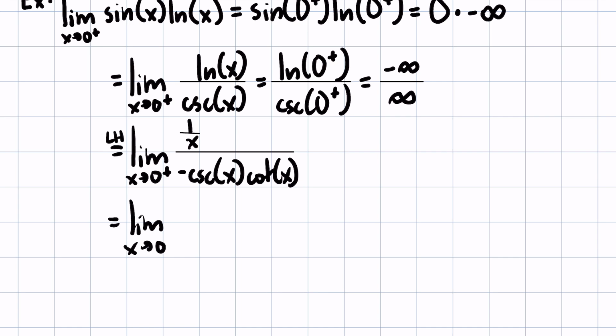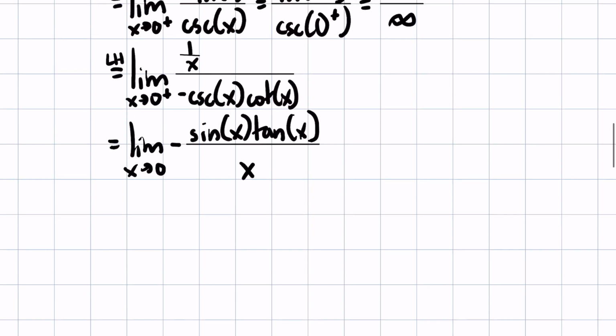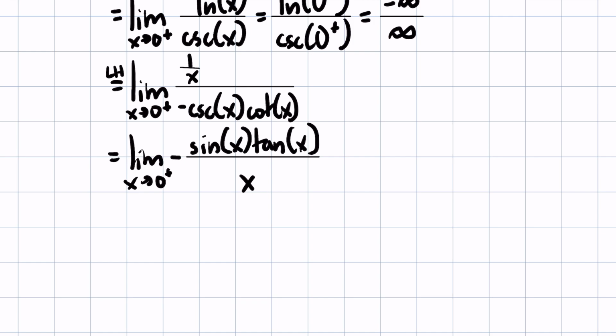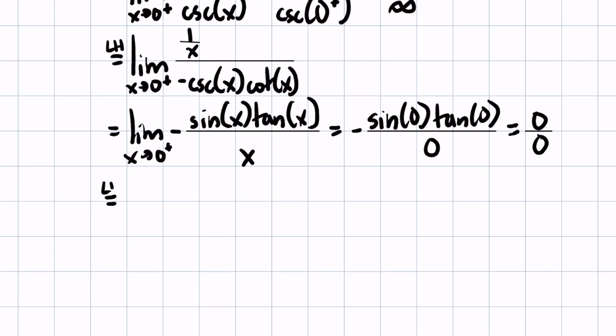So I'm going to go ahead and move the cosecant and cotangent to the top as sine and tangent, and then move the 1 over x to the bottom so that it's just x. So now we have negative sine of x times tangent of x over x. All right. And so now when I plug in 0 from the right, I forgot to write that, I have negative sine of 0 times tangent of 0 over 0, which gives us 0 over 0. Okay, so I need to L'Hopital this again.